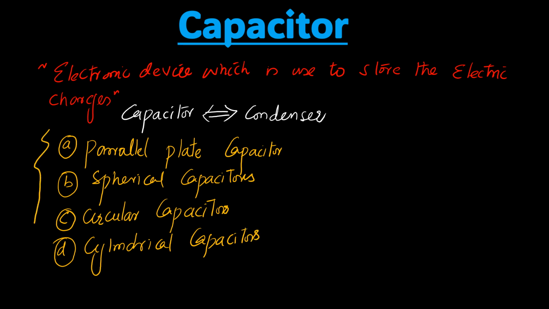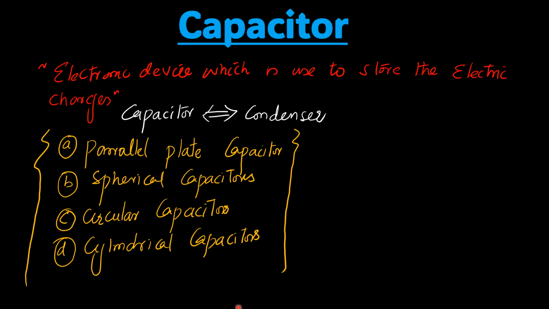and so on. Dear student, please keep in mind that the names of the capacitors, such as parallel plate capacitor, spherical capacitor, circular capacitor, cylindrical capacitor, are based on the shape of the plates used in a capacitor. In a parallel plate capacitor, the plates are placed parallel to each other, whereas in a spherical capacitor, the plates are spherical in shape. Similarly, in circular and cylindrical capacitors, circular and cylindrical shaped plates are used.